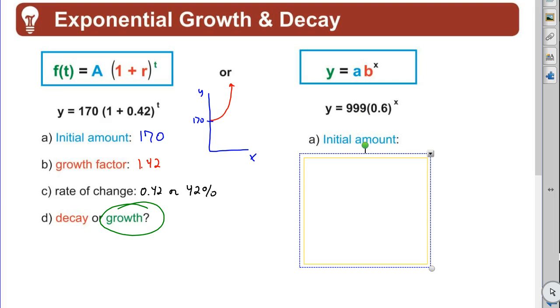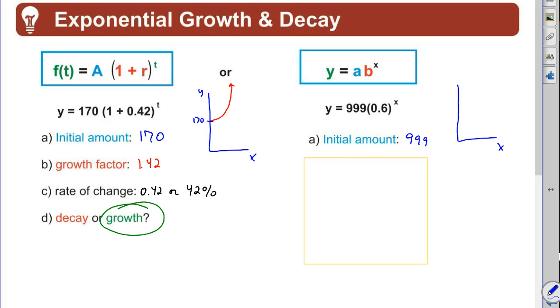Initial amount, no problem, right? You look at that, and hopefully now you're thinking, oh yeah, easy, right? 999. So again, on an XY scale, up here at 999, that's where this function would begin. And so this is going to be exponential growth or an exponential decay, and so this one's going to really end up looking like this, right?